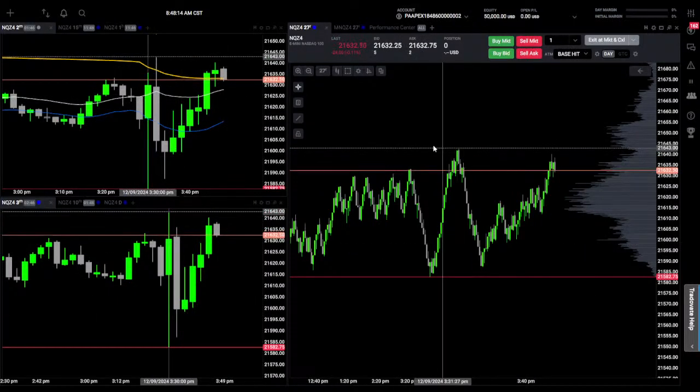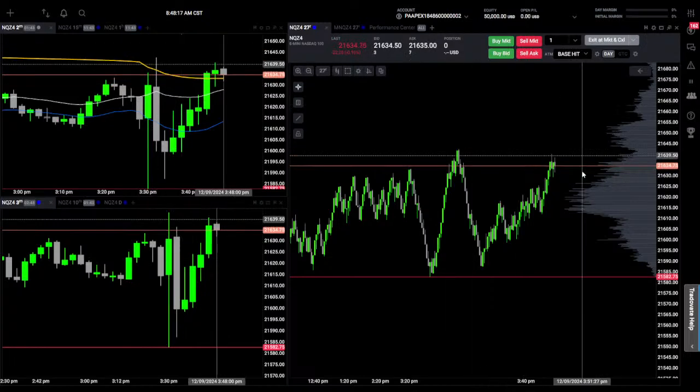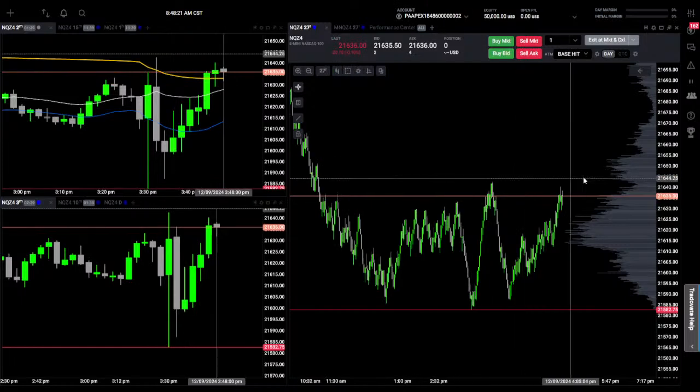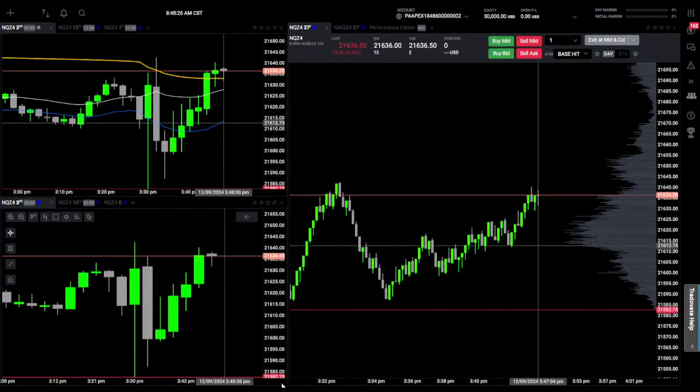No place to enter. I would like to see this price action break above the 640, like I said, and retest it. This would be kind of what I would like to see. I think this would be a very, very interesting spot to enter.